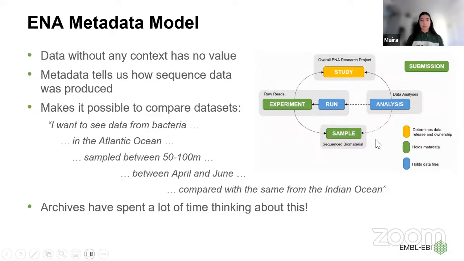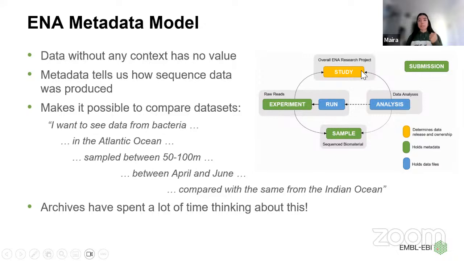Now, the second model that we have is our metadata model. And this figure right here shows what the metadata model looks like. And the reason we have a metadata model is to provide a whole range of metadata values and fields according to the type of data that you're submitting. And I quite like this example. So if I want to see bacterial data taken from the Atlantic Ocean, sampled between a specific depth, between a specific time of year, compared with exactly the same from the Indian Ocean, I can do that very easily because data has been submitted in accordance with this metadata model.